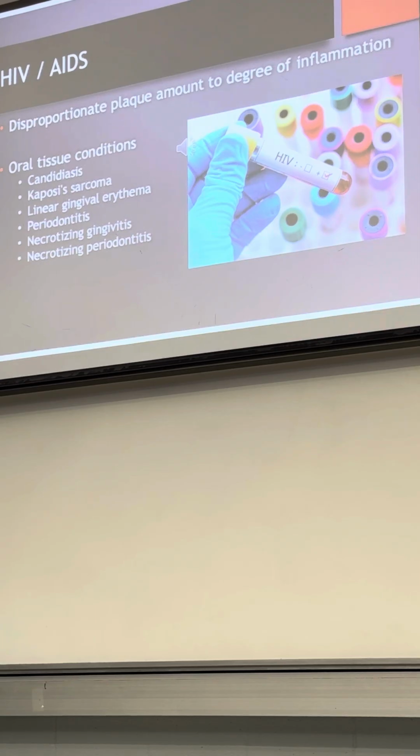Other oral tissue conditions that are very common, and we will talk more about these in PATH also, but these patients typically have more Candida issues. Kaposi's sarcoma, have y'all heard that term yet? Okay, so we'll talk more about that in PATH also. But linear gingival erythema, periodontitis, necrotizing gingivitis, and necrotizing periodontitis, all of those are things that you may see because the patient has HIV or AIDS.